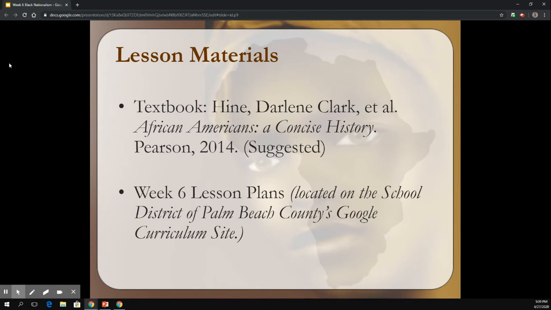For this lesson, you will need to access the African American History lesson plans located on the School District of Palm Beach County Google Curriculum site. Within the lesson plans, you will find the materials that correspond to this lesson.